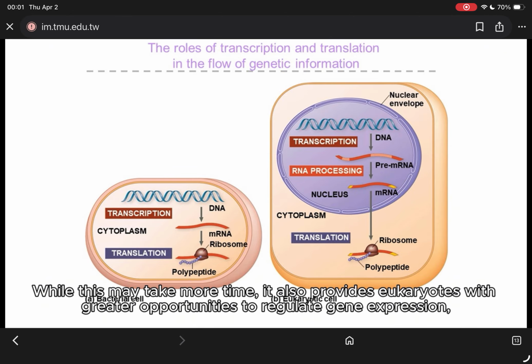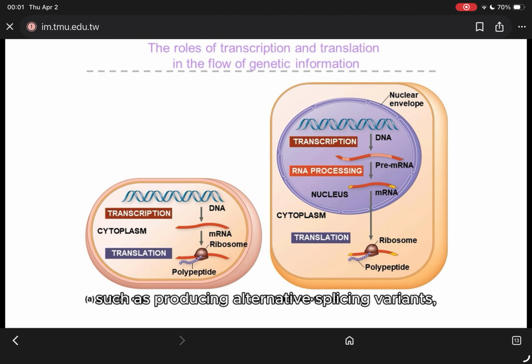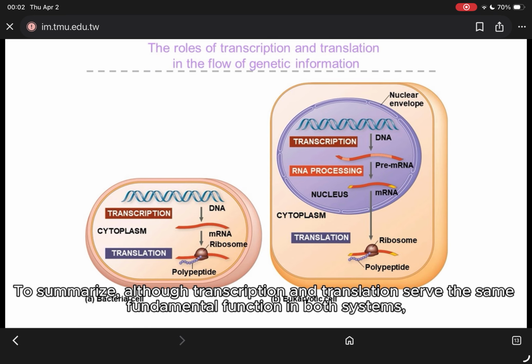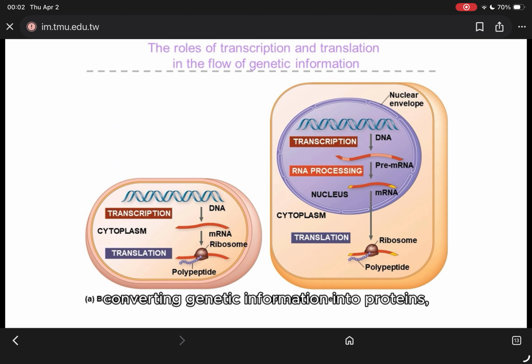While this may take more time, it also provides eukaryotes with greater opportunities to regulate gene expression, such as producing alternative splicing variants, controlling where the mRNA is expressed, and determining when translation occurs. This confers a much higher degree of flexibility. To summarize, although transcription and translation serve the same fundamental function in both systems, converting genetic information into proteins, the way they are executed is quite different.